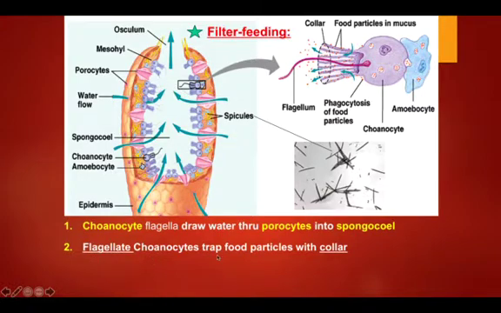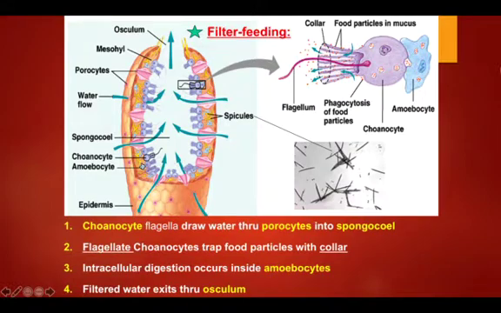Next, that flagellated choanocyte will trap food particles within the collar. So this is the collar of our choanocyte. Food particles are going to get latched into that collar, and then they will be pulled downward into the main body of the choanocyte and form these vacuoles. Vacuoles should sound familiar to you. Then those vacuoles of food particles are going to be transported through the choanocyte and into the amoebocyte. And then those food particles will be digested intracellularly, so within the cell of the amoebocyte. That filtered water is then let out through the top of the sponge, called the osculum.